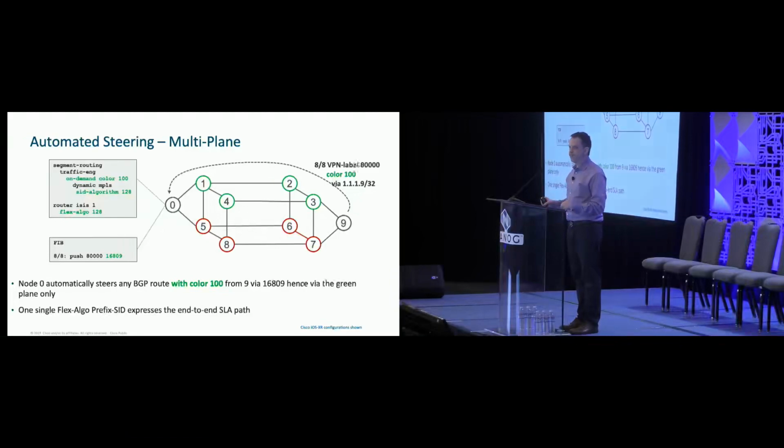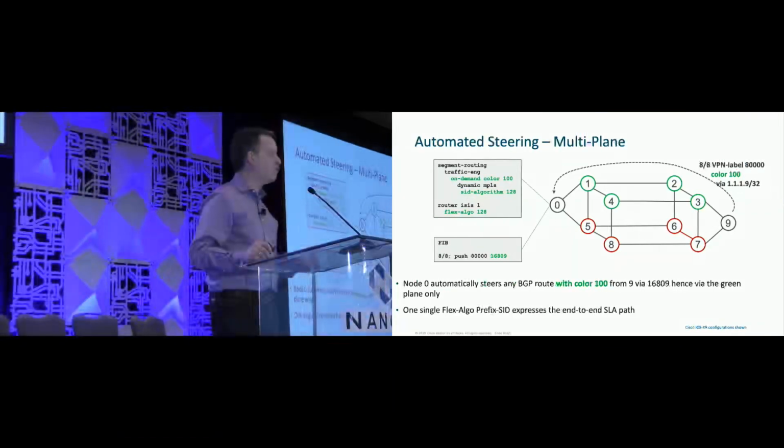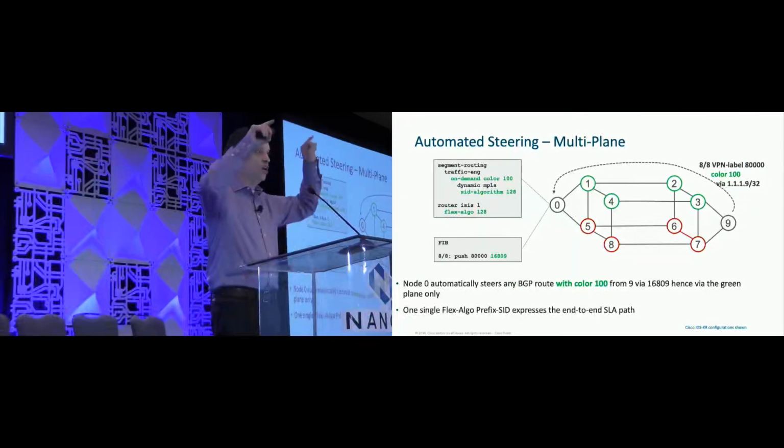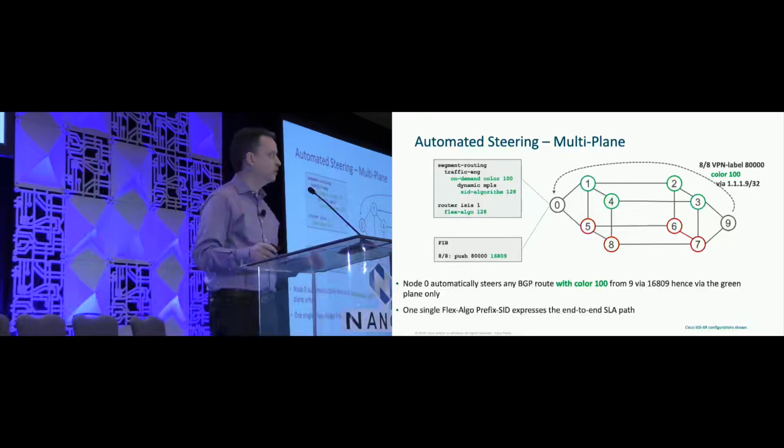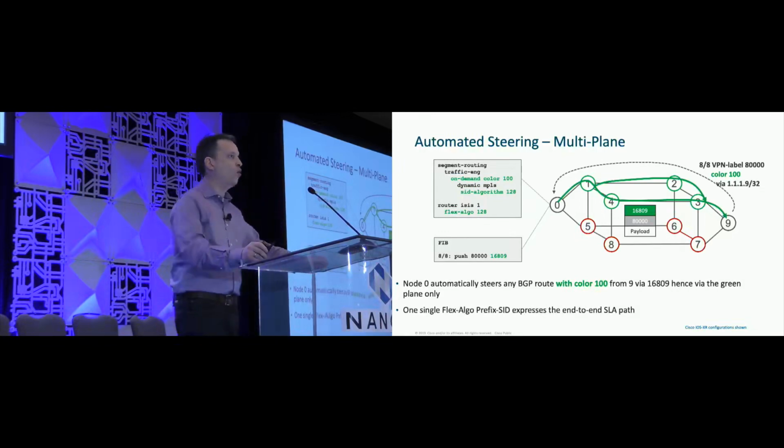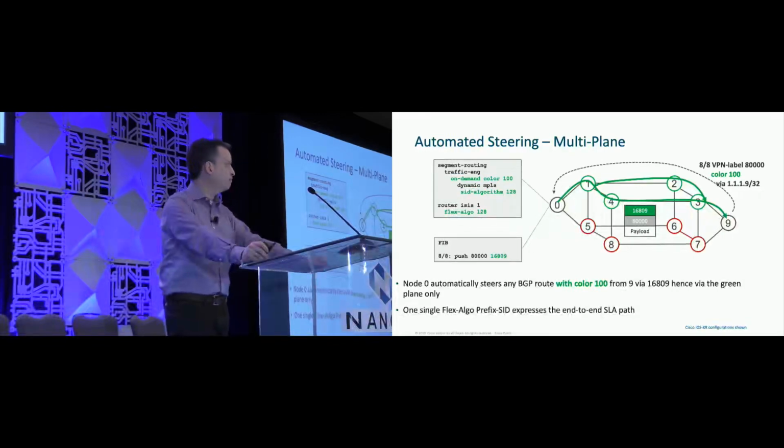There is no other feature you are doing on the ingress router. All you did at service provisioning is provision the service with the intent. And the intent was this color 100. Now, when I receive traffic for that destination, the traffic will automatically go only onto the green plane. We call this behavior on the head end automated steering.